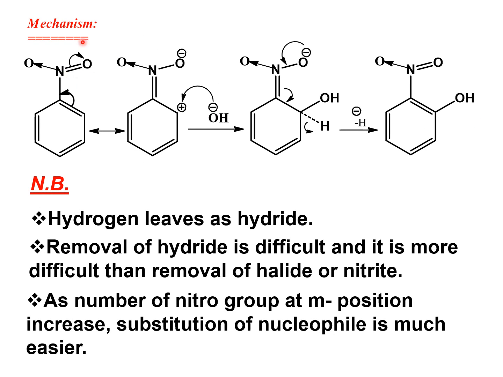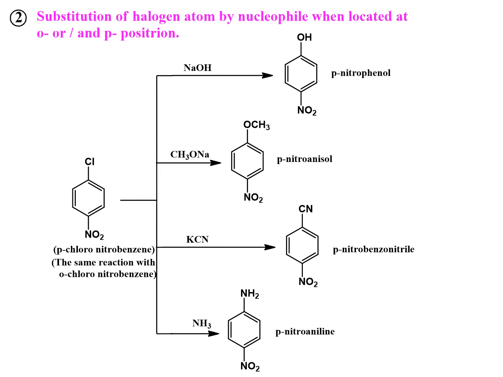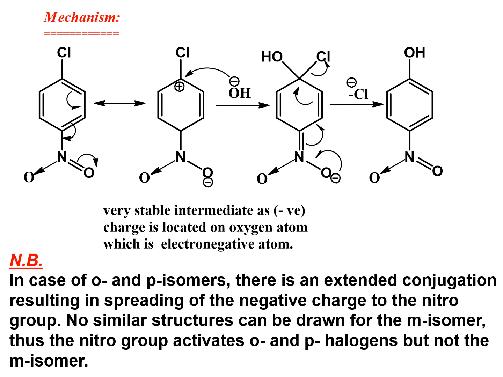The same mechanism where you perform the resonance, you put the positive charge on the ortho or on the para, you introduce your nucleophile, and then you reverse your resonance, releasing the hydride or the chloride. These are examples of different nucleophiles where you substitute the halogen with these nucleophiles. And as we mentioned, it's exactly the same mechanism. You perform the resonance, you put the positive charge at the carbon carrying the halogen, and then you reverse the resonance to release the chloride.